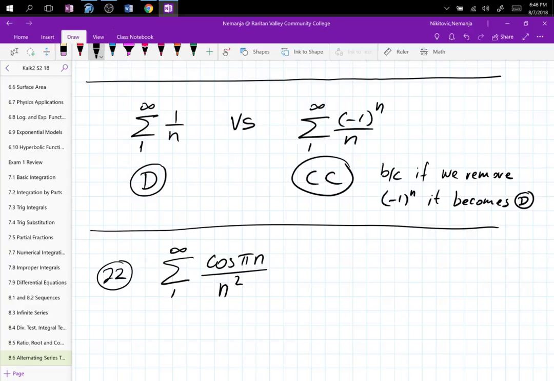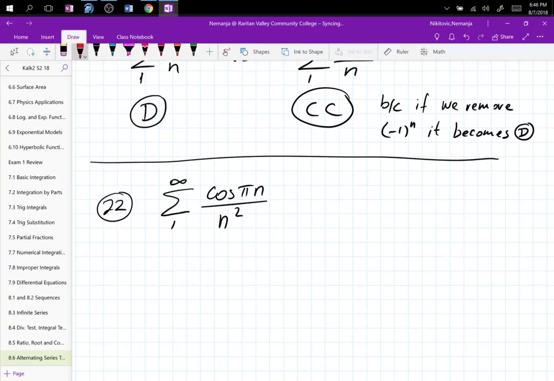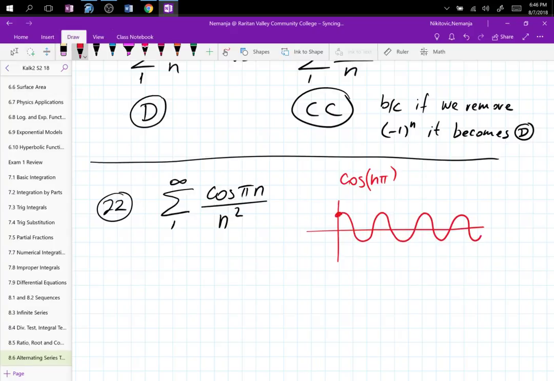So let's discuss cosine n pi on the side. The cosine graph is a wave like this going forever, and every time you have a pi, you can see that your y value is either +1 or -1.